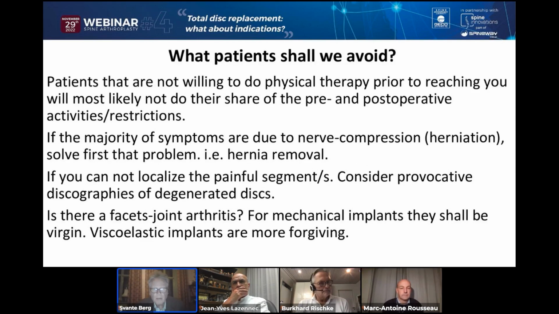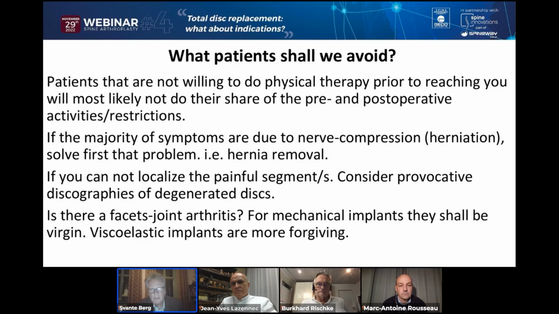First, I come back to that. This is the third time. Patients that are not willing to do physical therapy prior to reaching you will most likely not do their share of the pre and postoperative activities and restrictions. If the majority of symptoms are due to nerve compression by herniation, it might be a better idea to solve that: just remove the herniation in microsurgery or something else, and see if that removes also most of the problems.